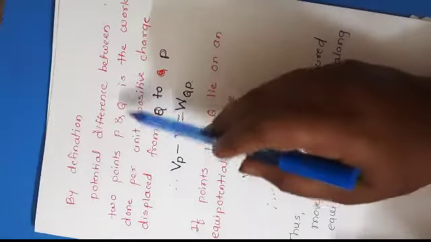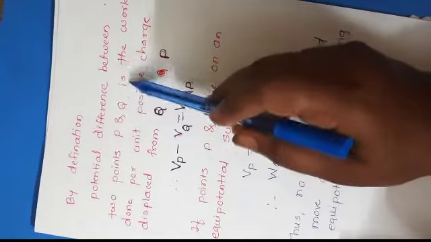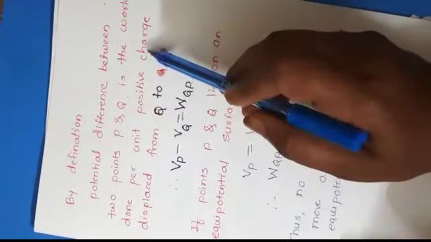By the definition of potential difference between two points P and Q, if we find the potential difference between the two points P and Q, it is the work done per unit positive charge.